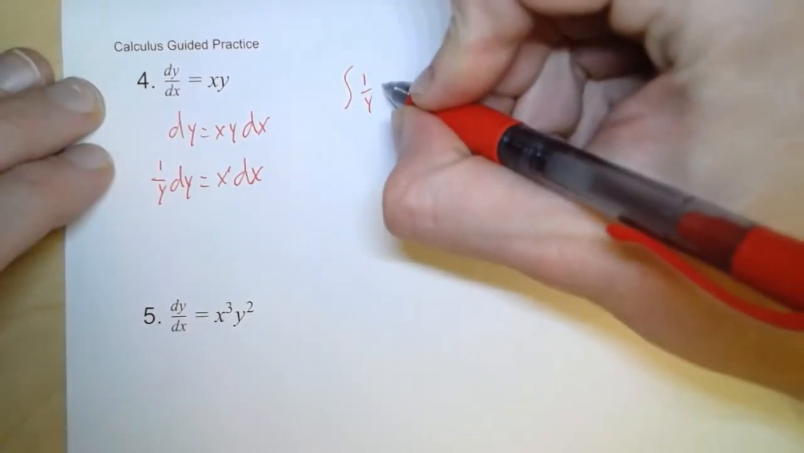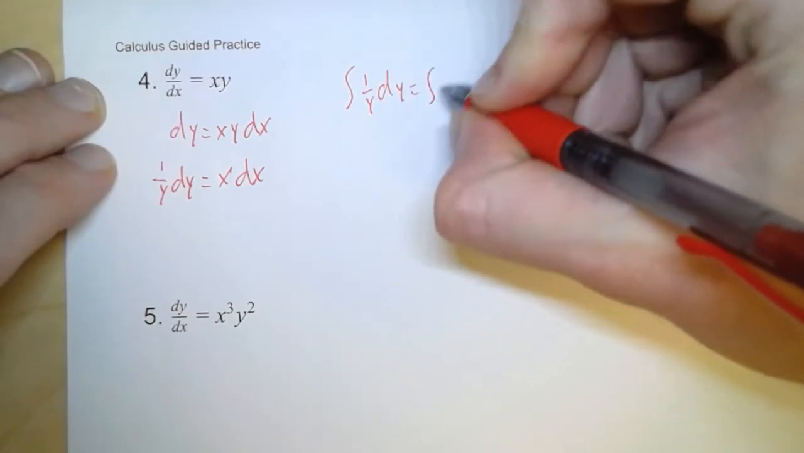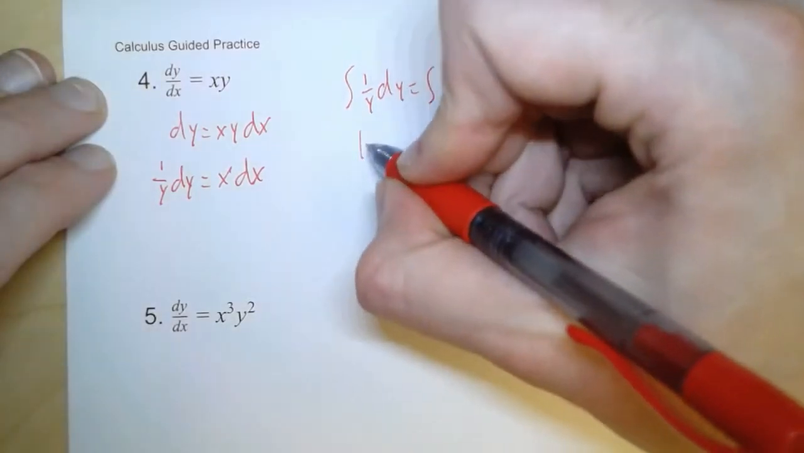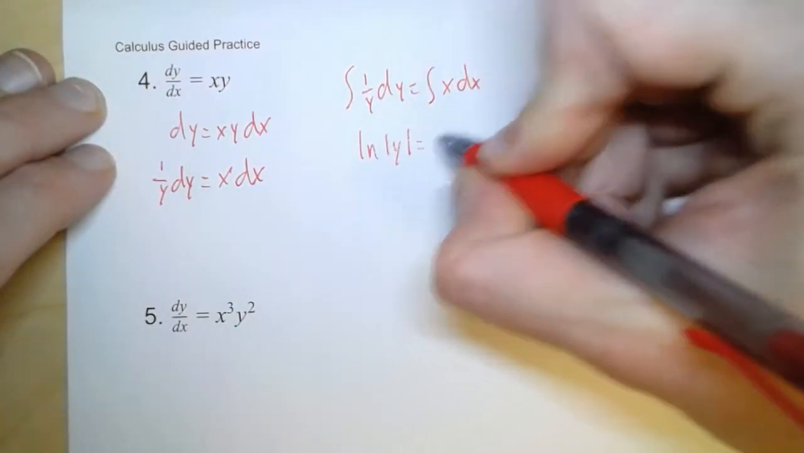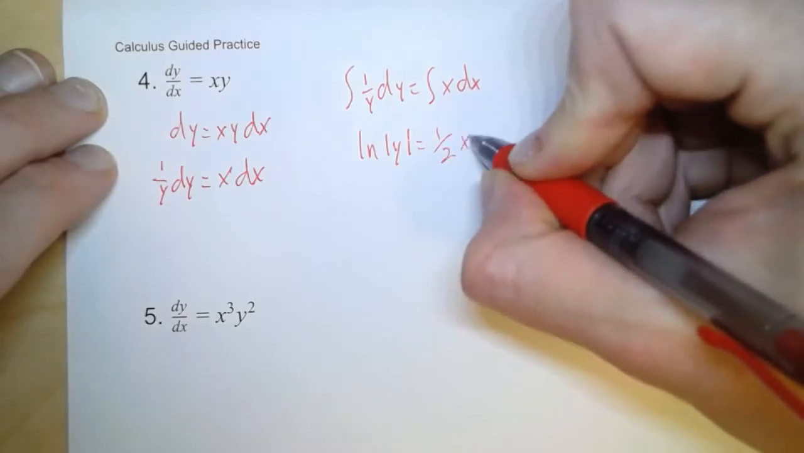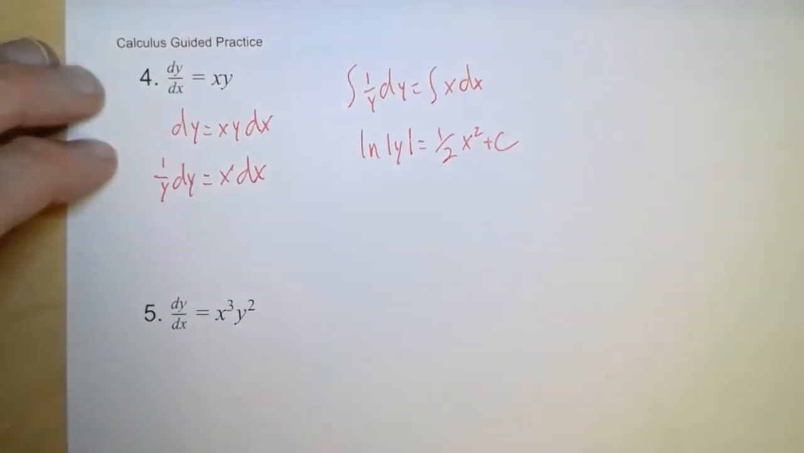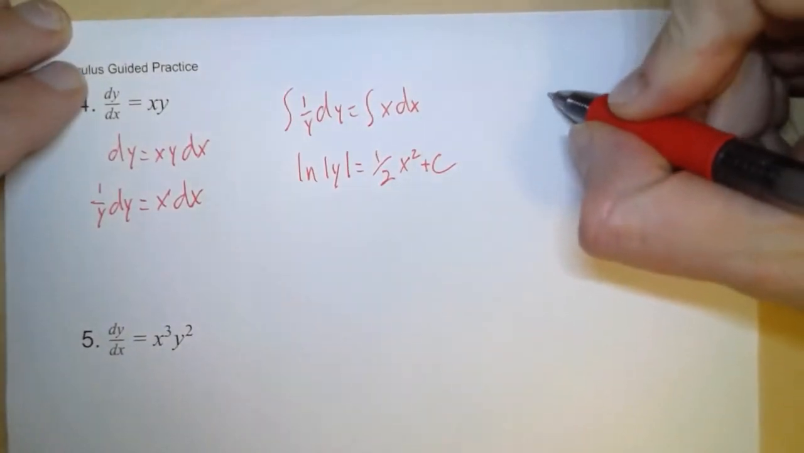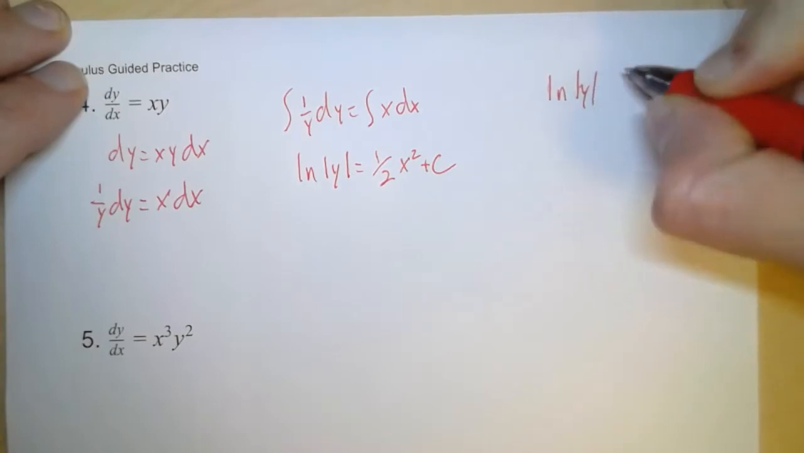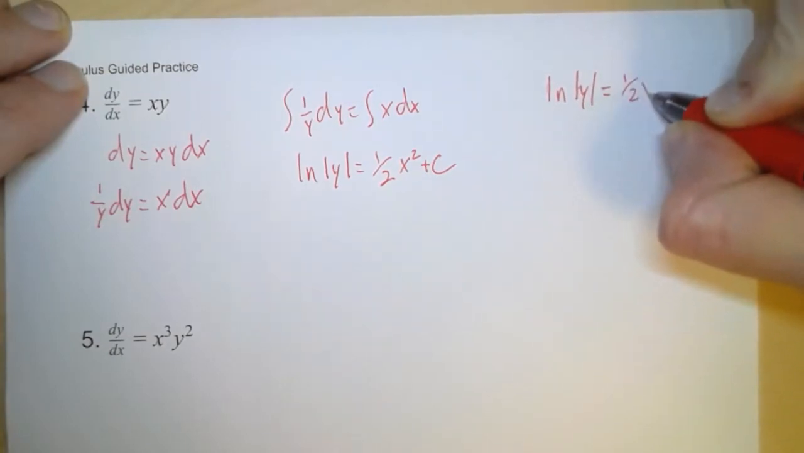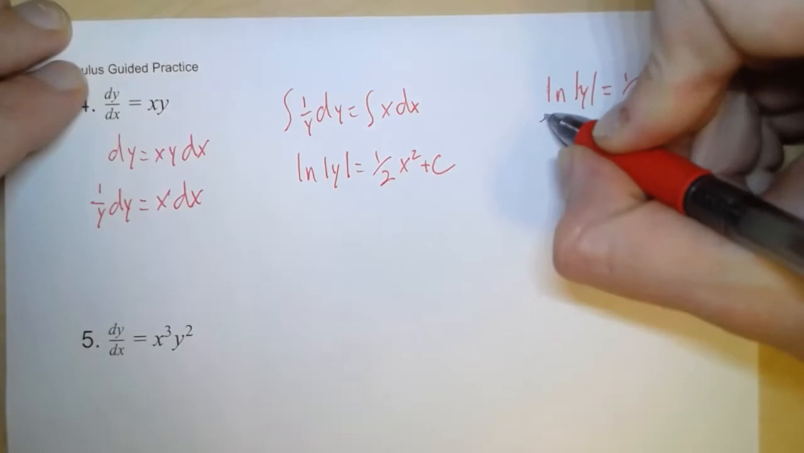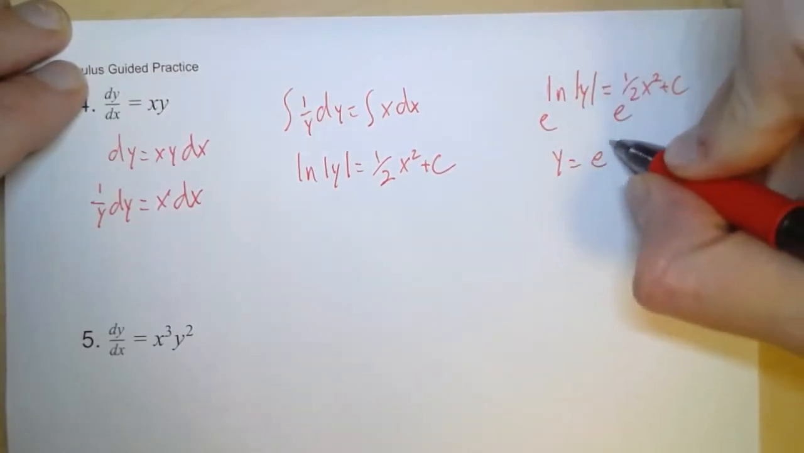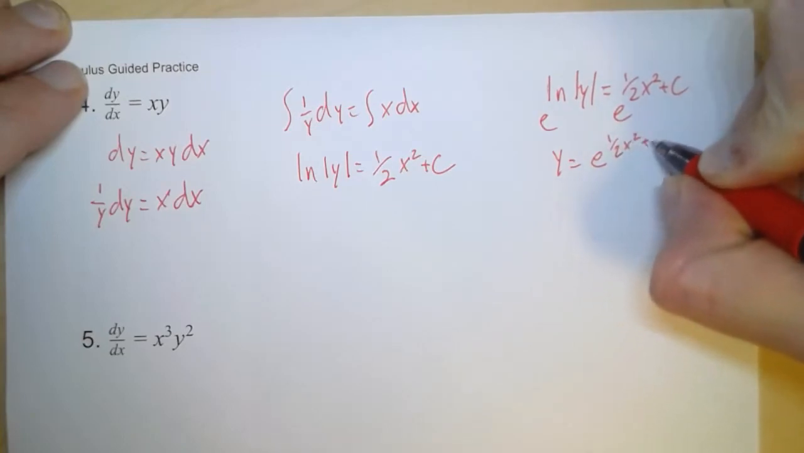So we have 1 over y dy equals integral of x dx. So on the left, this becomes ln of y. And on the right, we have 1/2 x squared plus c. So now we have to isolate y. So I take ln of absolute value of y equals 1/2 x squared plus c, and we raise e to both sides. And so we have y equals e to the 1/2 x squared plus c.